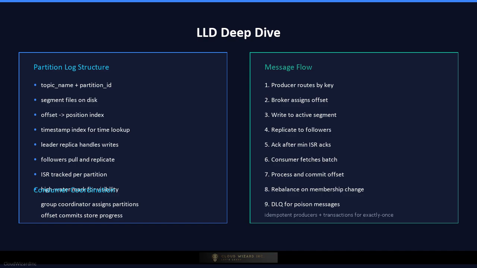Consumer group rebalancing is handled by a coordinator. When a new member joins or leaves, the coordinator triggers a rebalance that revokes and reassigns partitions. Metadata is stored in a replicated metadata store, and the controller handles leader election, partition reassignment, and broker registration. For exactly-once semantics, the broker supports idempotent producers and transactional producers and consumers.